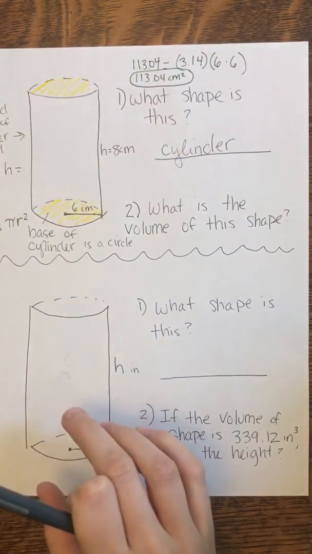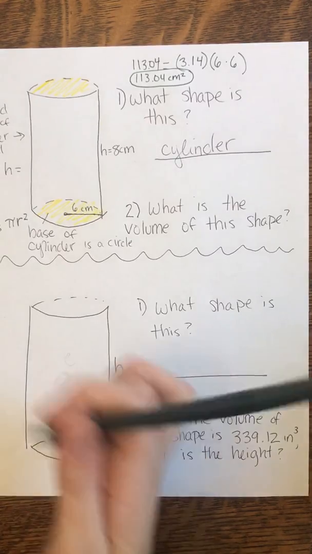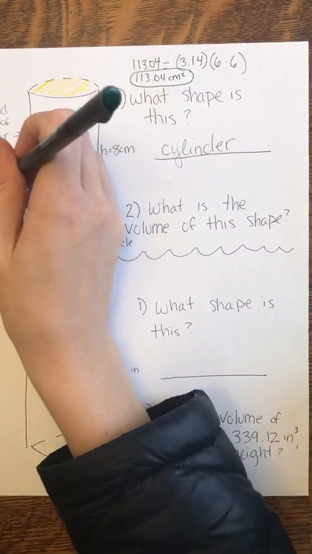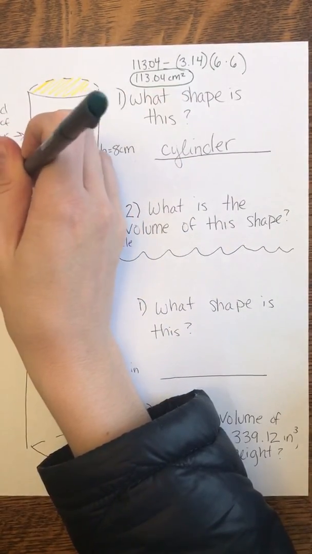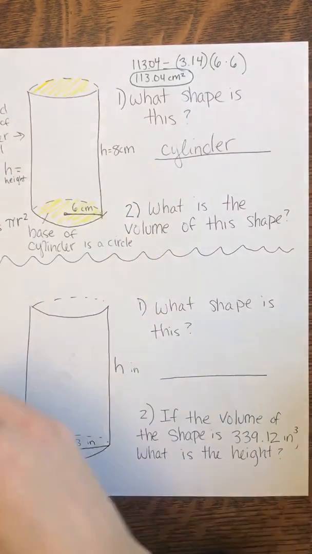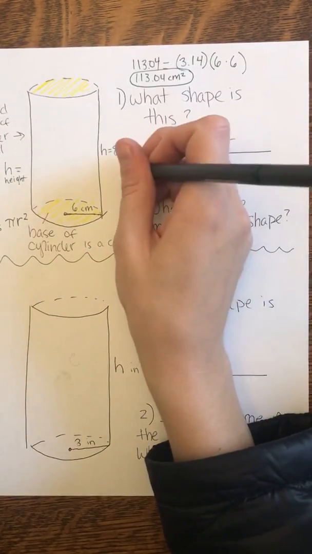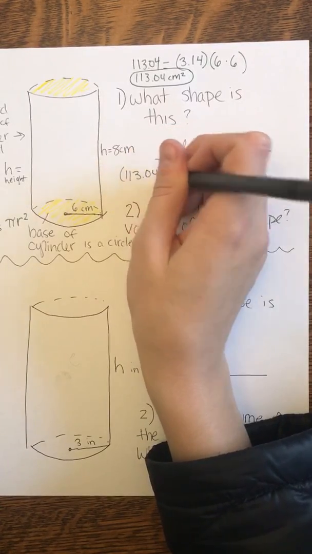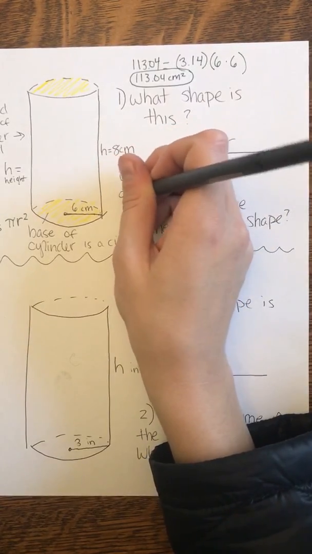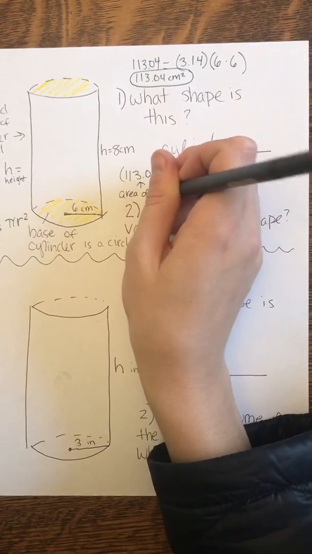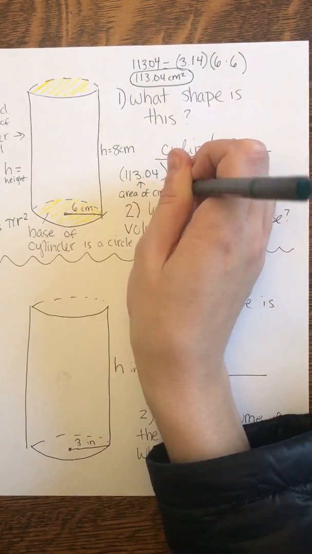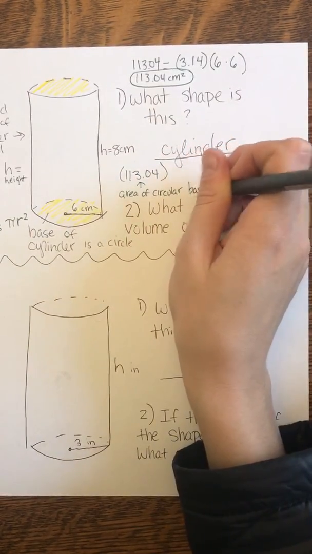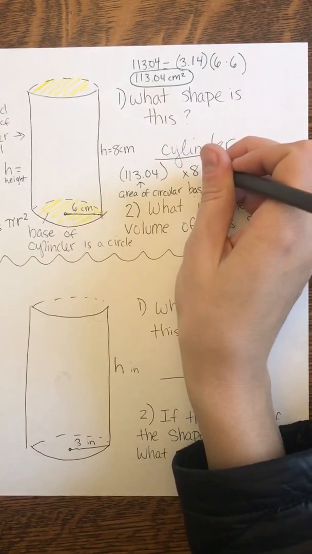Is that my answer? Is that my volume? No, because I didn't multiply it by the h, or the height. So the last step I need to do is multiply the area of my base, 113.04 centimeters squared, area of circular base, times my height, which is 8 centimeters.